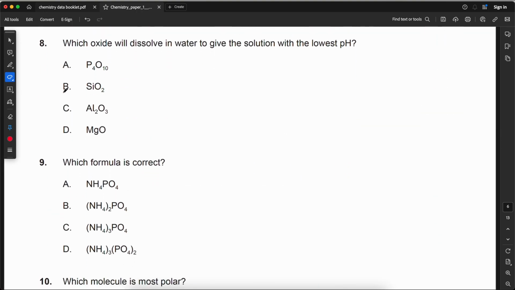Which oxide will dissolve in water to give the solution with the lowest pH? MgO is basic oxide because it's metal. This one amphoteric, so it's neutral. Si is metalloid, or closer to, but it's not a metal. So phosphorus is definitely non-metal, so this is more acidic.